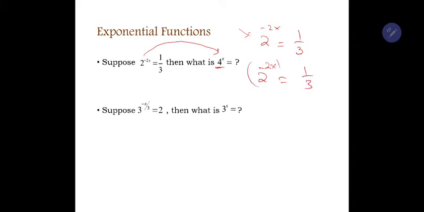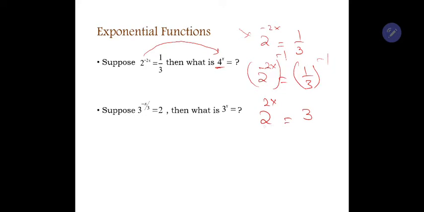So first things first, we need to make this power positive. To do that, I'm going to take a power of negative 1 on both sides. Now we know if a number has a power and again it has a power, both the powers multiply. So minus 2x times minus 1 is going to be 2x. So 2 to the power 2x is going to be 1 over 3 to the power negative 1. This is going to flip the fraction, so the answer is going to be 3.